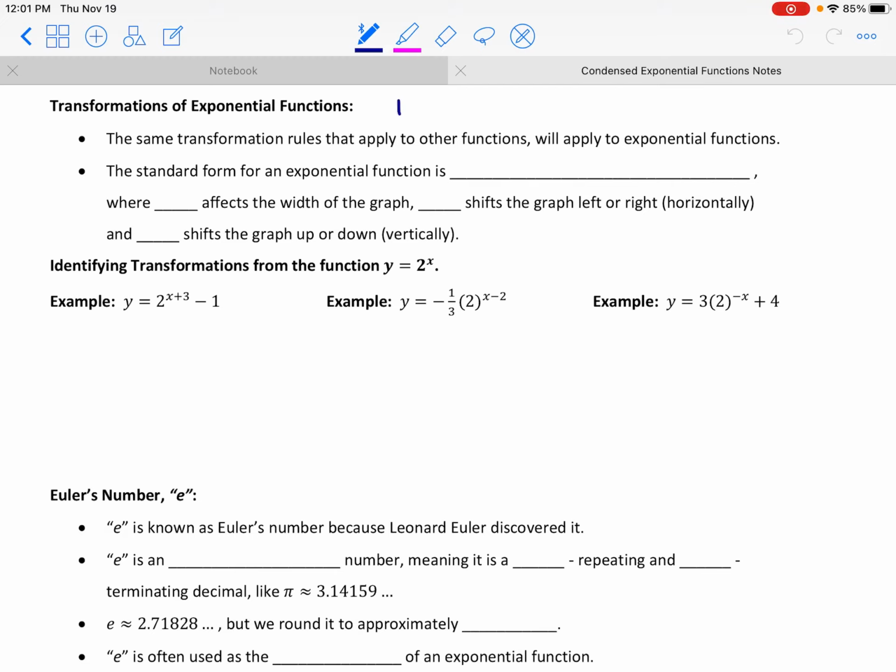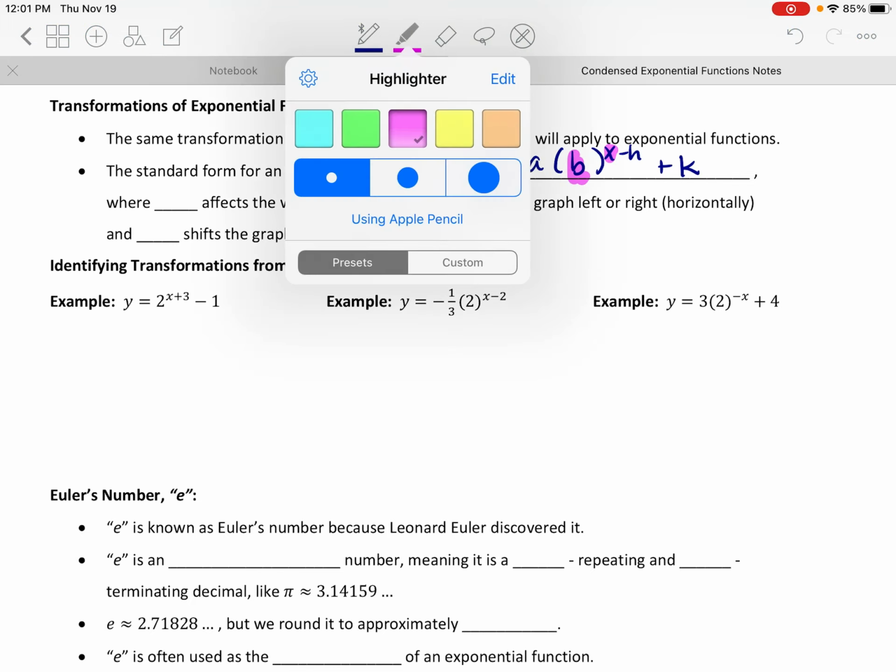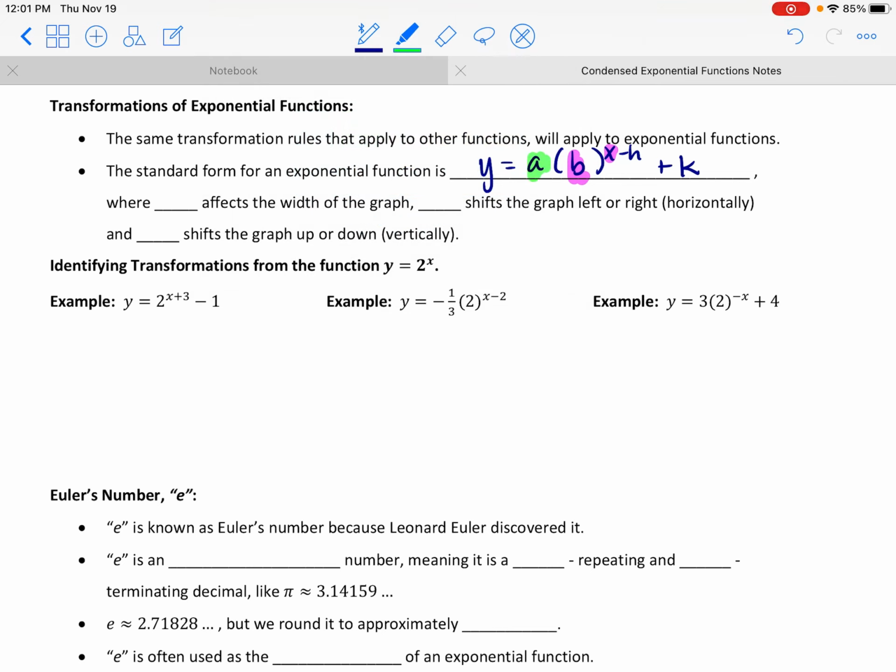So our basic form, like our parent form, is y equals b to the x. The standard form is going to be y equals a times b to the x minus h power, plus k. So we still have our parent function in there, right? You still have b to the x power. But now we have something that we could multiply by here, add or subtract here, and add or subtract here, and those three things affect the graph.